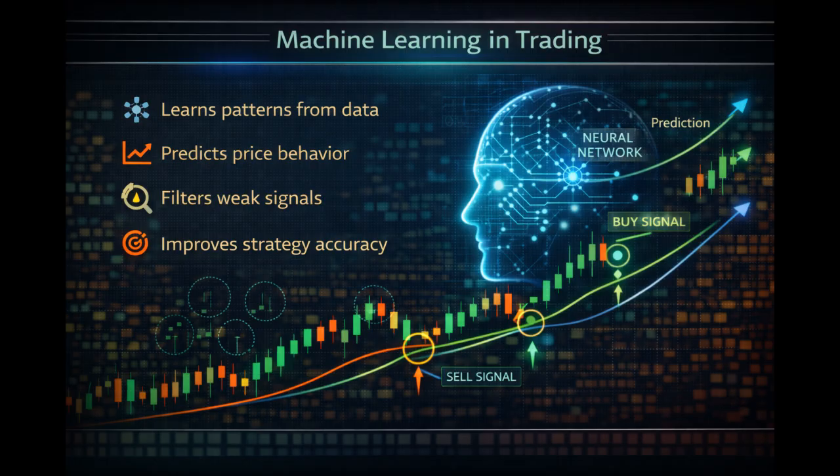For example, a Renko-based algorithm may generate buy signals when price breaks above resistance levels. A machine learning model can analyze these signals and determine whether the breakout is likely to succeed. If the predicted probability of success is high, the system executes the trade. Otherwise, the signal may be ignored. This combination of rule-based strategies and machine learning models improves overall trading performance.